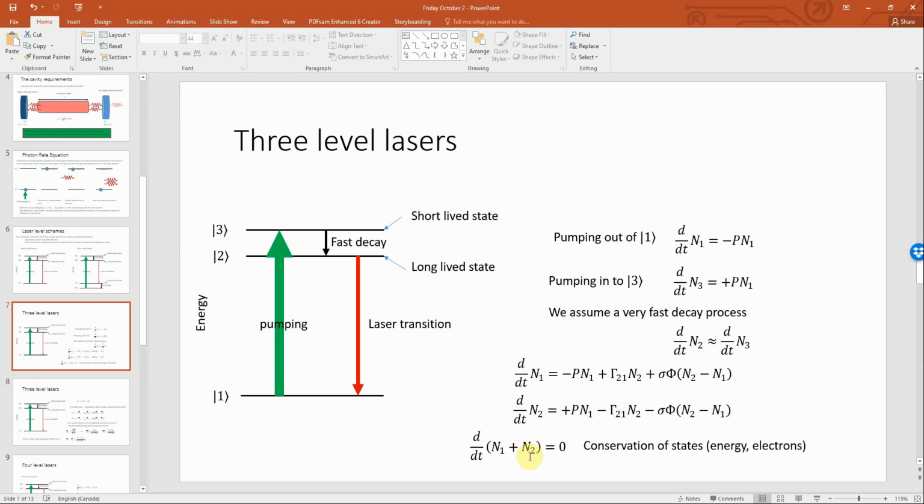And of course, we're going to assume that the third state basically is very, very short-lived, and so we're going to approximate that all the states involved are going to be just n1 and n2, so the rate of change of n1 and n2 is going to be 0. And that's going to be a conservation of states, or conservation of energy and electrons and all that kind of stuff.